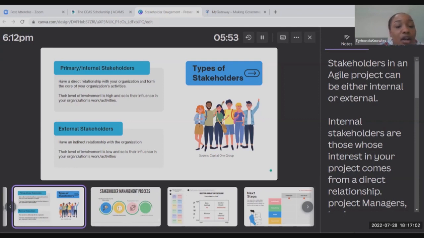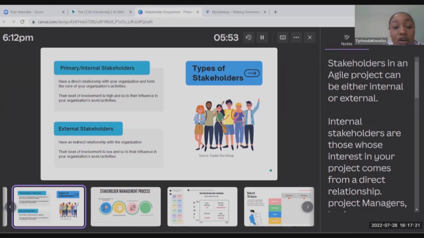So do they have high power? Do they have heavy influence? And is their level of interest high or low? What is their level of interest? Because all of those factors come into play, and it also determines how you engage them.